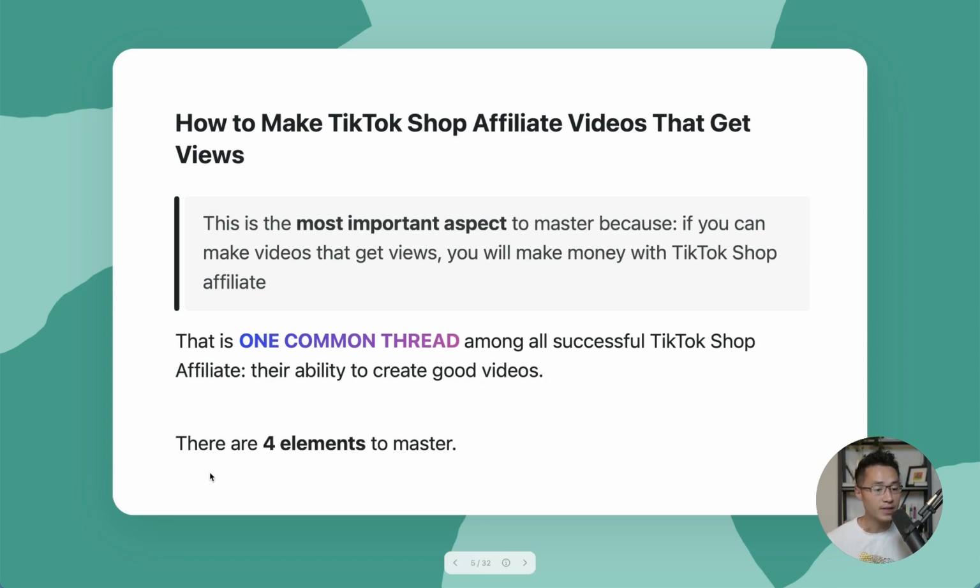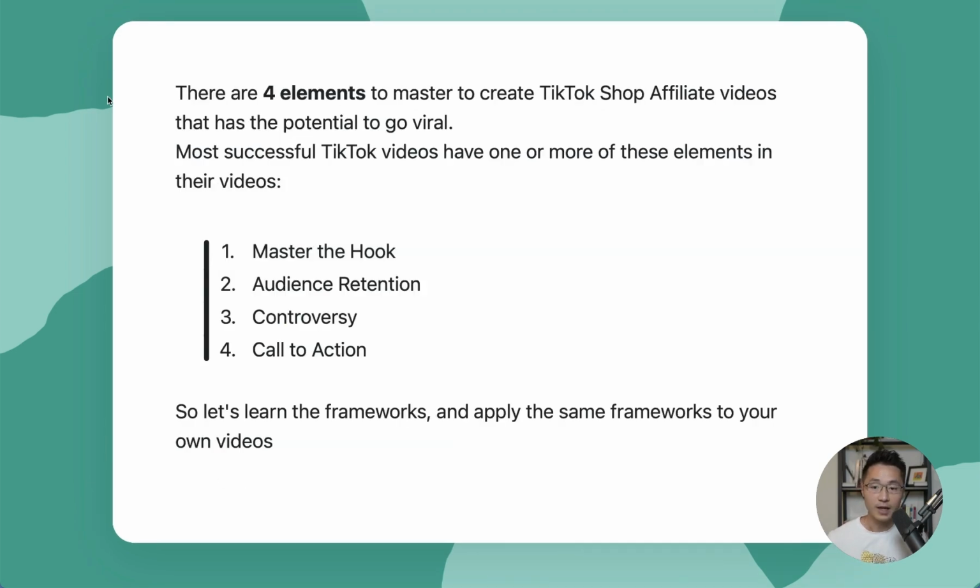And there are 4 basic elements that you can master. Here are the 4 elements that you can master to create TikTok Shop videos that have the potential to go viral. When you look at the most successful TikTok videos, they almost always have one or more of these elements inside of their videos.